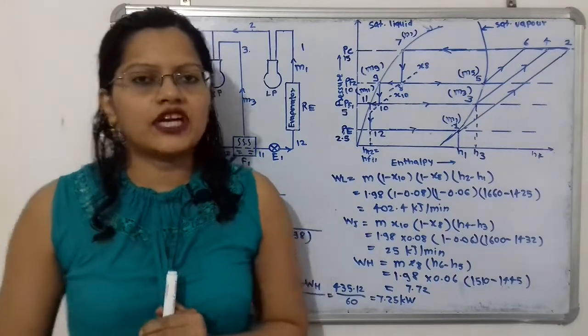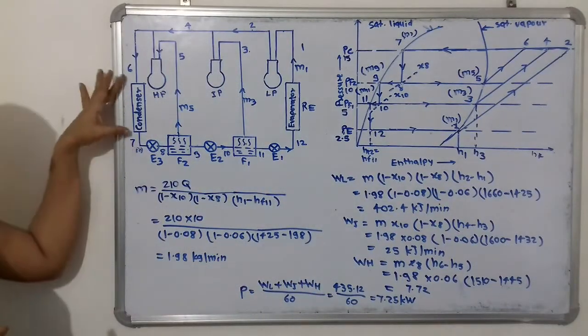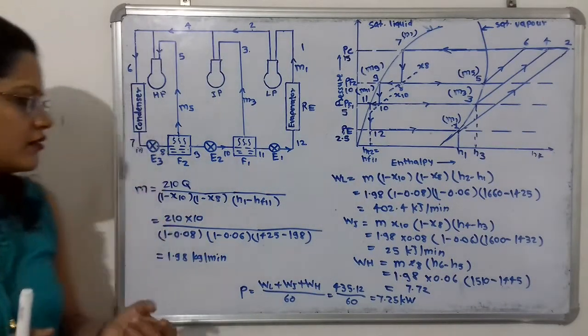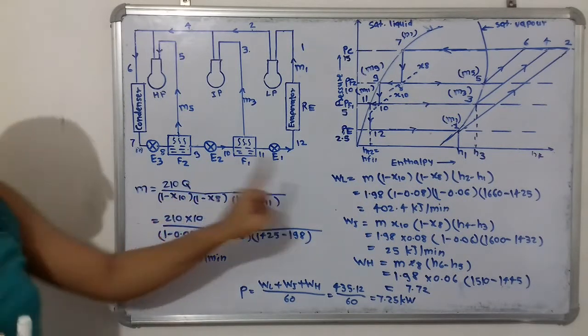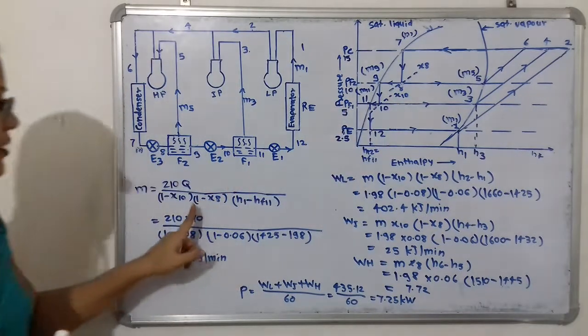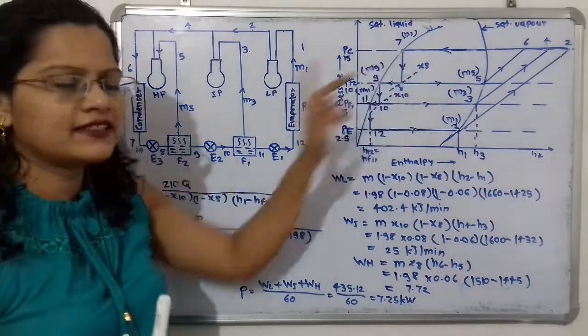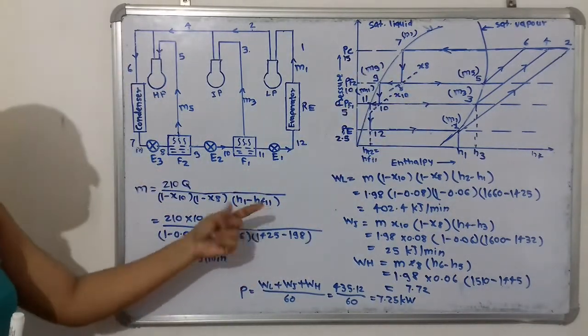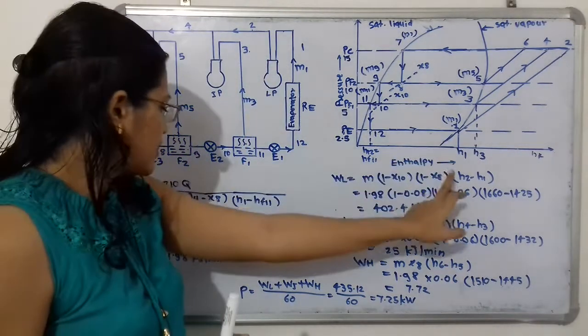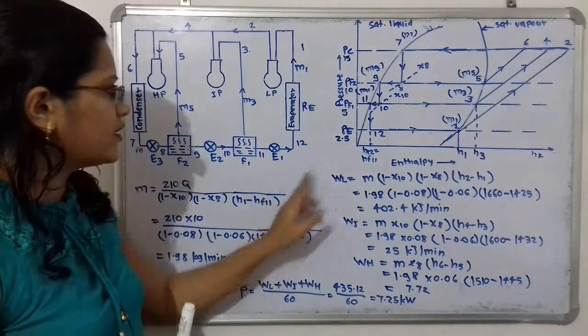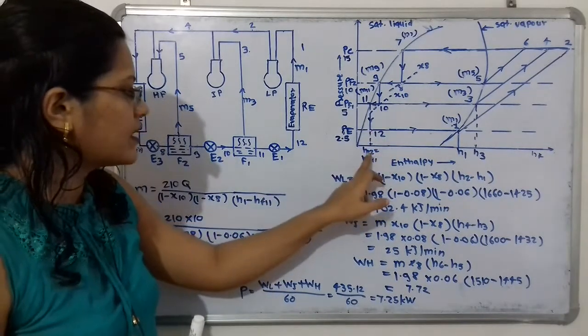Now we will calculate the mass M of the refrigerant passing through this condenser. So here is the formula: 210 Q divided by (1 minus X10) multiplied by (1 minus X8) multiplied by the enthalpy difference during this evaporation process, that is H1 minus HF11, or we can say H12.